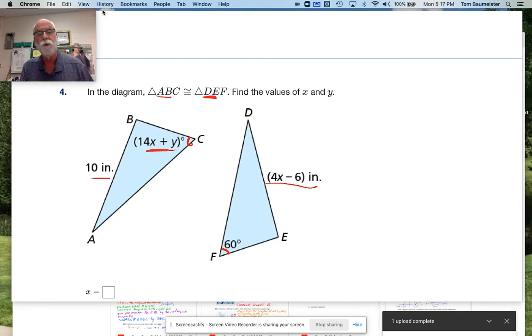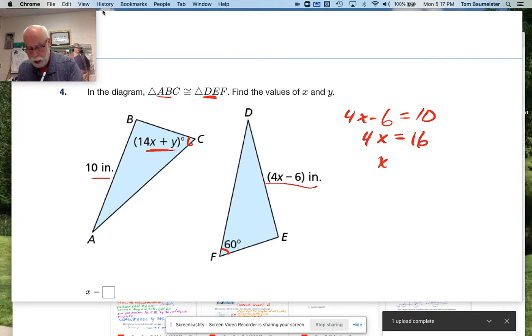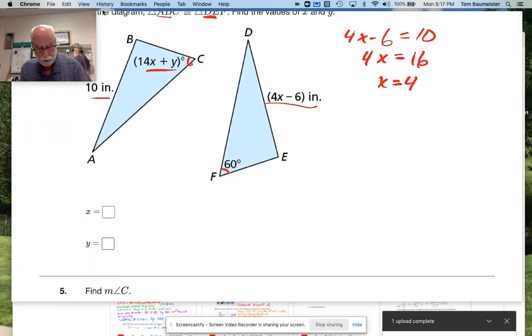So that one only has one variable in it, so we're going to solve that one. So 4x minus 6 is equal to 10. I apologize for the slip. Again, I'm going to add that 6 to the other side of the equal sign, so it becomes positive. So 10 plus 6 is 16, and now I'm going to divide by 4, and x is equal to 4. So we know that our x is equal to 4.